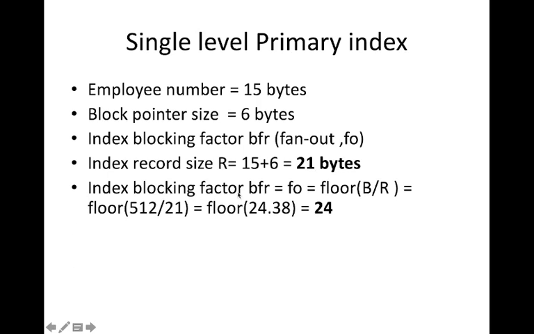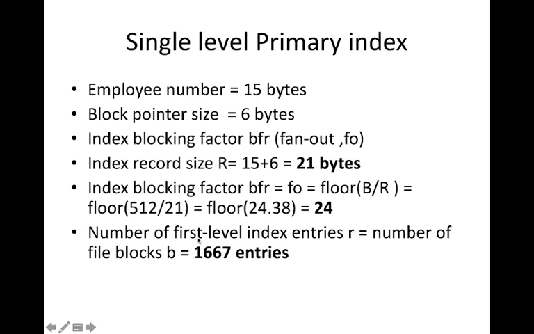Then we have to calculate the index blocking factor. We call it fan out also, FO. It is equal to the same formula, floor of B by R. Here 512 divided by this 21. So the index size is 21. We get floor of 24.38, so we have to take it as 24.